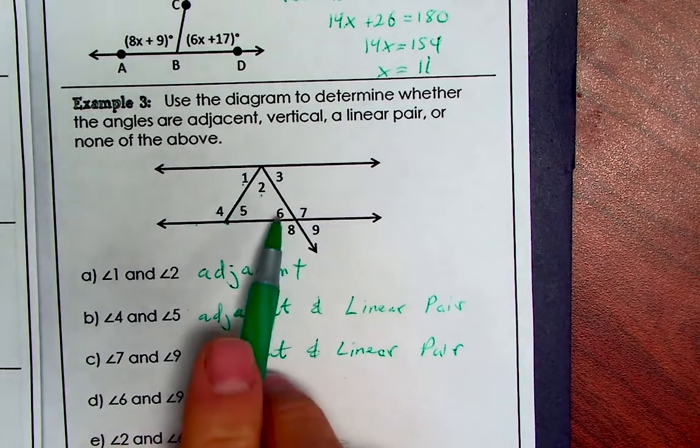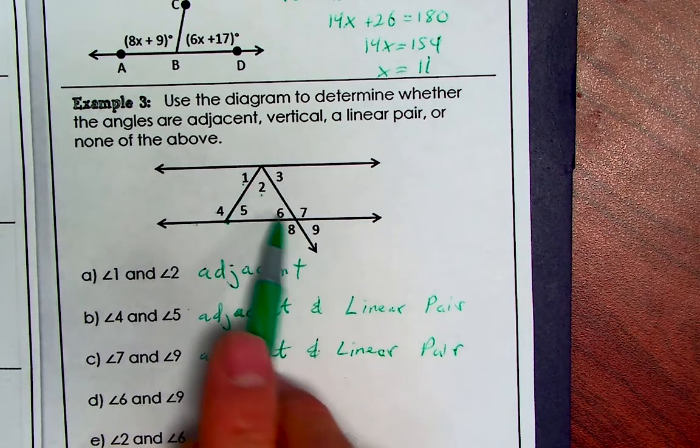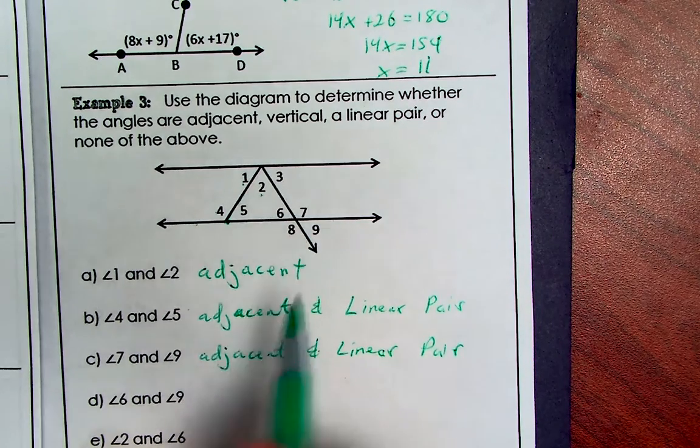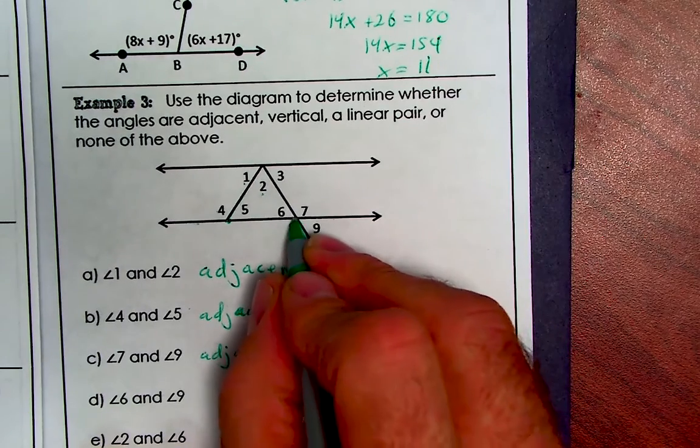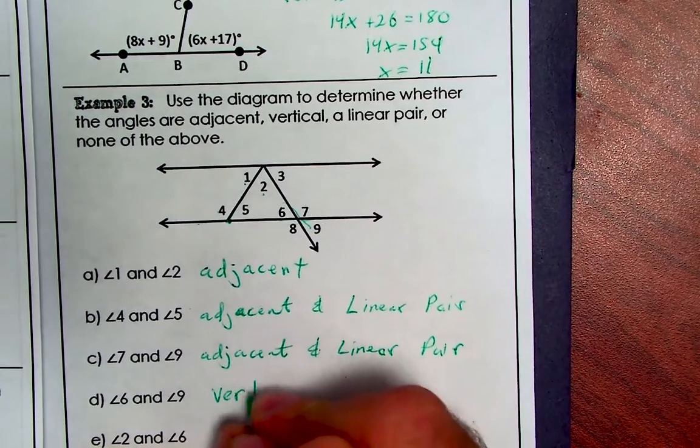Okay, 6 and 9. 6 and 9 are across from each other, right? They're opposite of this vertex. So they share a vertex. They're formed by intersecting lines. So that means they're vertical.